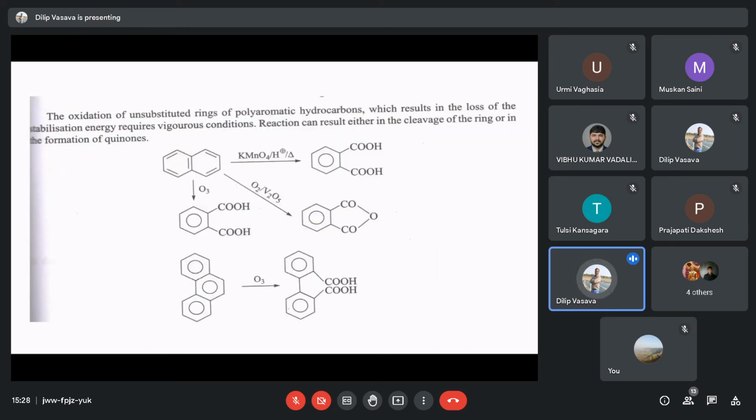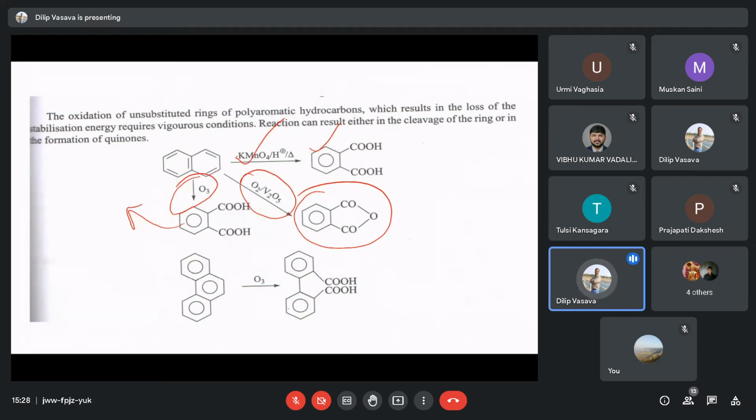Here naphthalene is given, which is oxidized in the presence of KMnO4. It is also oxidized in the presence of vanadium pentoxide, and also in the presence of ozone. If you look at KMnO4 and ozonolysis, they give the same product, that is the dicarboxylic acid. But in the presence of vanadium pentoxide, it gives the anhydride derivative.